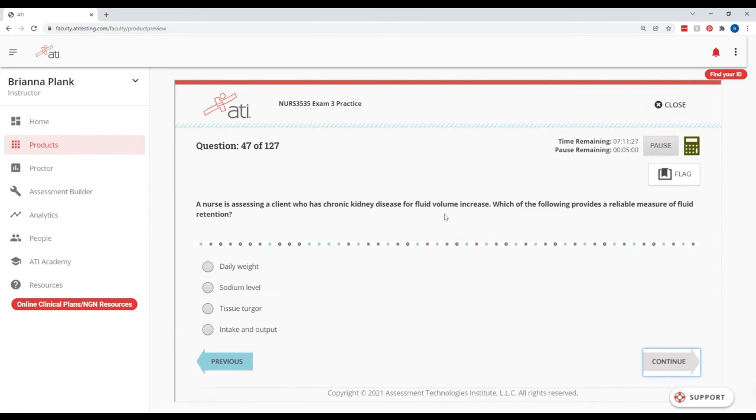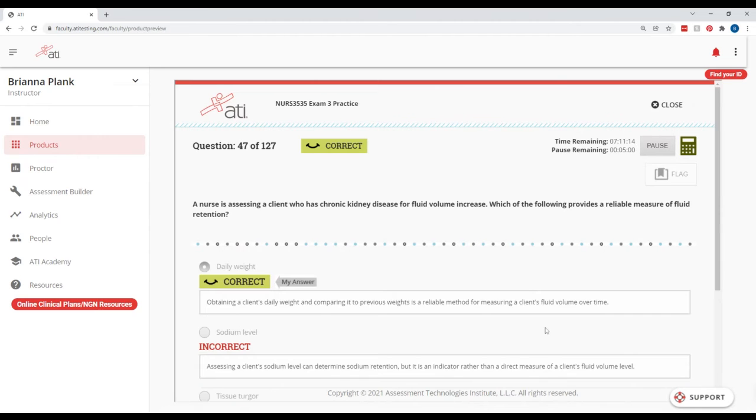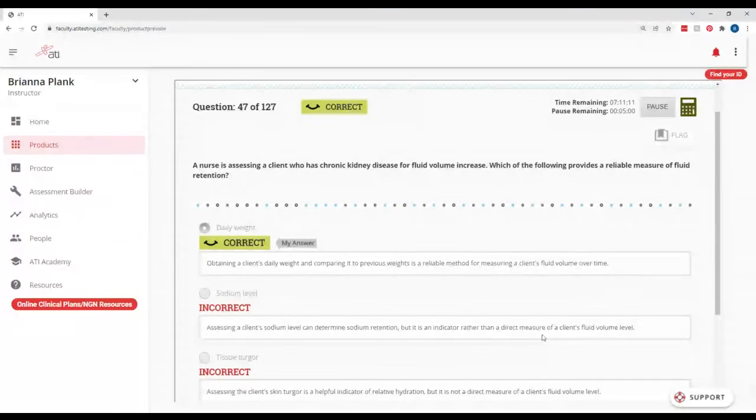Okay, we have chronic kidney disease, and we're looking for a fluid volume increase. Which of the following provides a reliable measure of fluid retention? What do you guys think? Yeah, that's what I'm thinking. So exactly, whenever we have patients that we're concerned about fluid volume, we're going to have daily weights ordered for them. And so we're going to try to weigh them at the same time every day, usually at like 4 in the morning. And then we want to make sure, so that our weight is accurate, that we do it with the same type of scale.